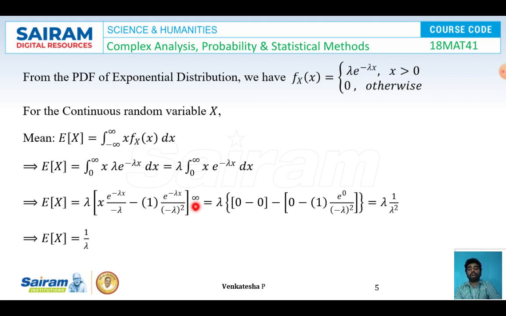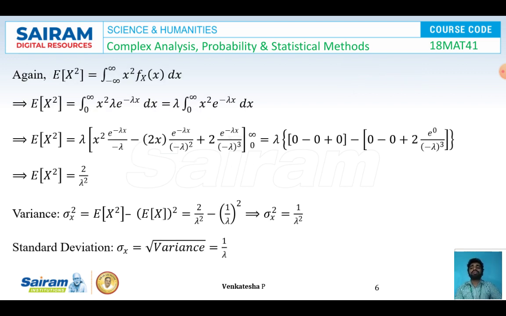Now by applying the lower limit, since the first term has the variable x, after replacing x with 0 the term will become 0. So I am writing 0 here. Minus, for this function it will become e^0 by minus lambda whole square. So I get lambda times 1 by lambda square, or expectation of X is equal to 1 by lambda.